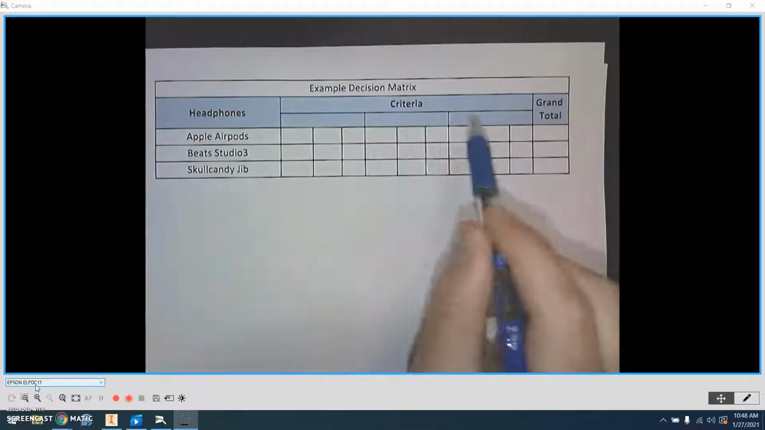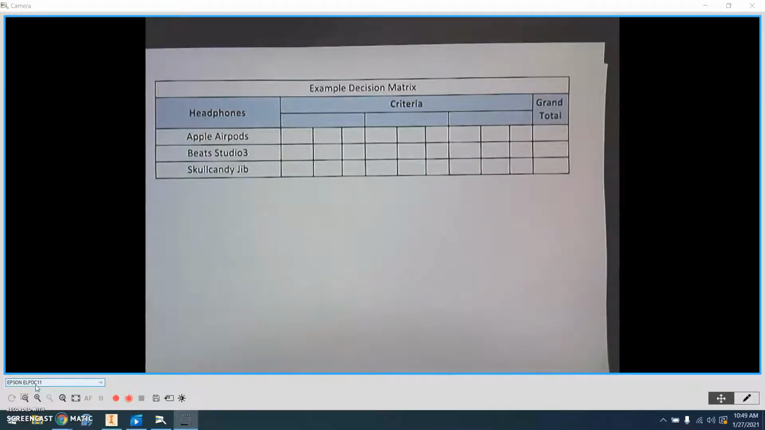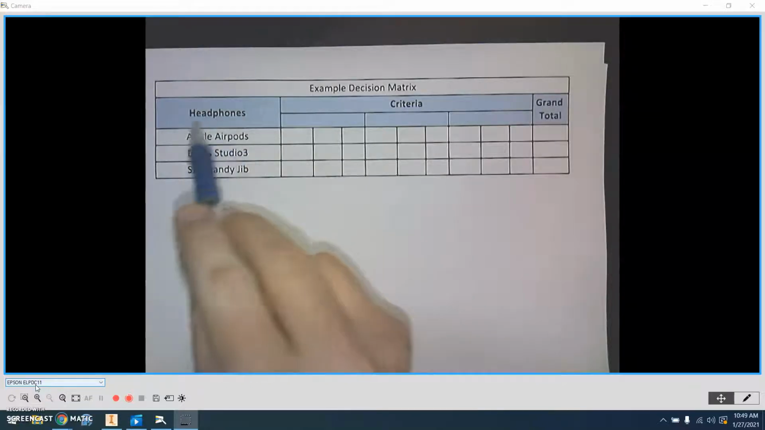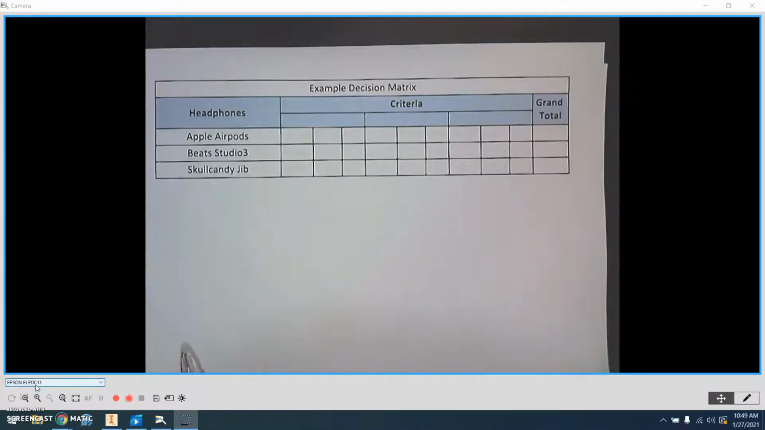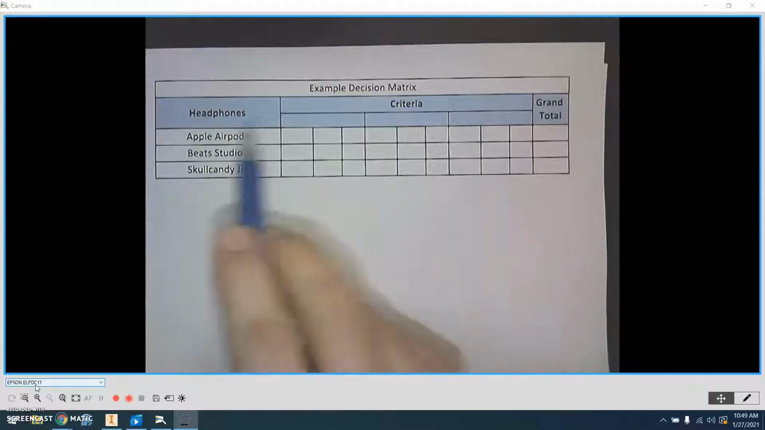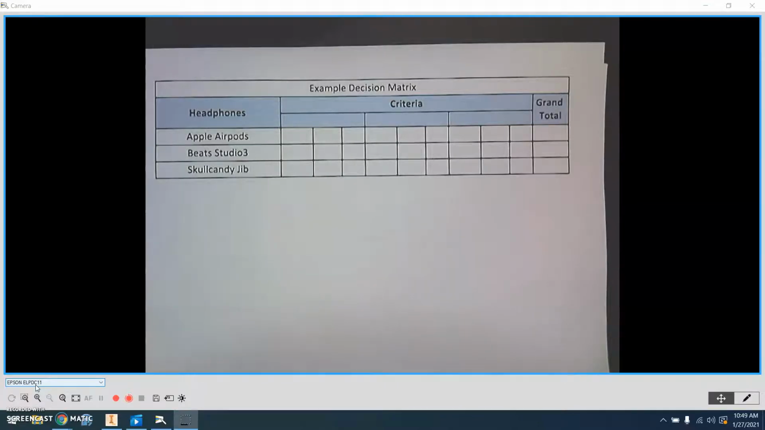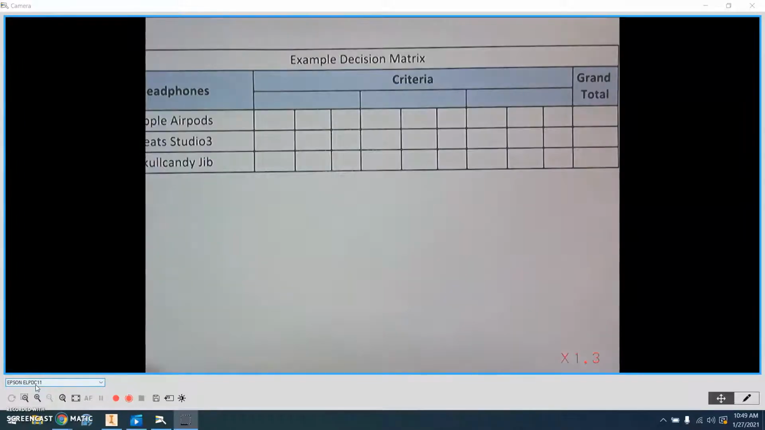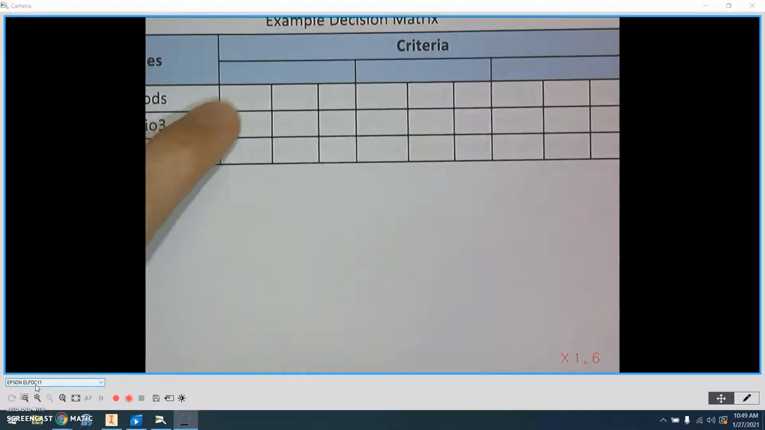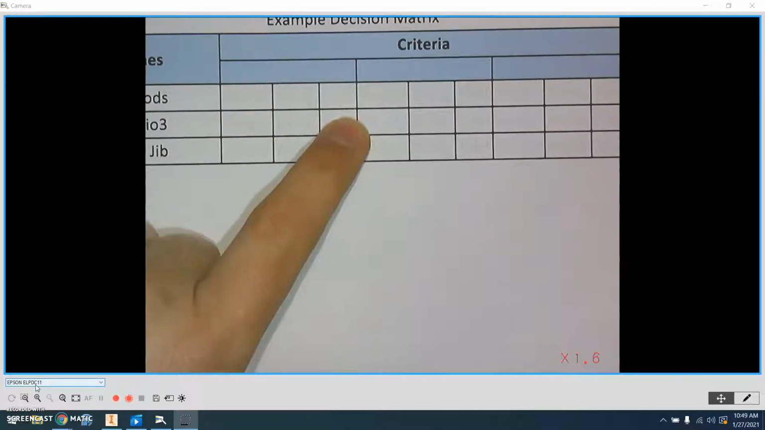Along the top here, you have criteria that you're going to use to evaluate each of your options over on the left. So for my example, I want to buy a new pair of headphones for running. I am having a hard time coming to a conclusion on which one to buy. So I'm going to use this decision matrix in order to evaluate and come to one solution, one product that I should buy. Now if you zoom in, it's hard to see this on the projector, but I've labeled these weight, rating, and total. That'll be important in a moment.